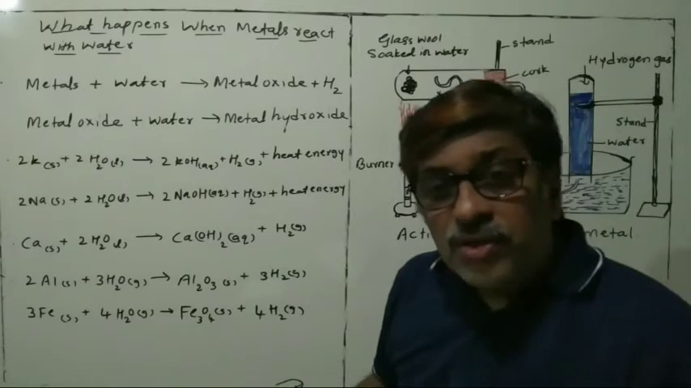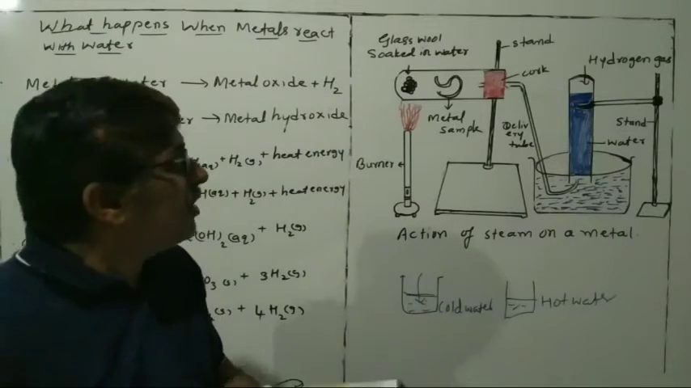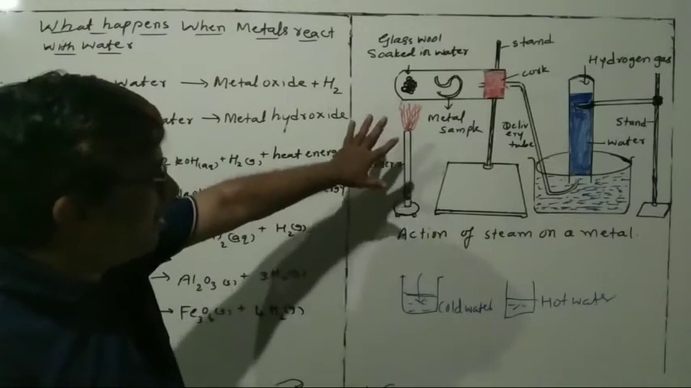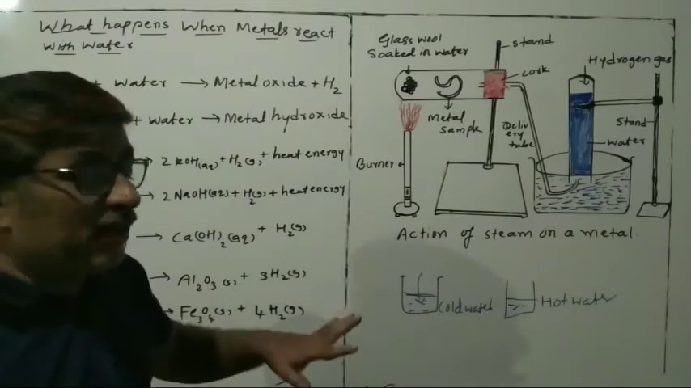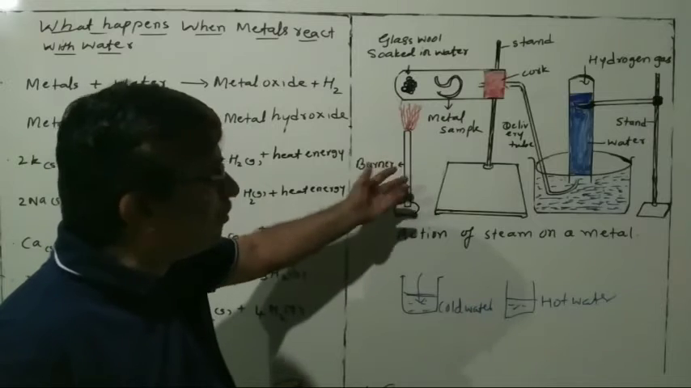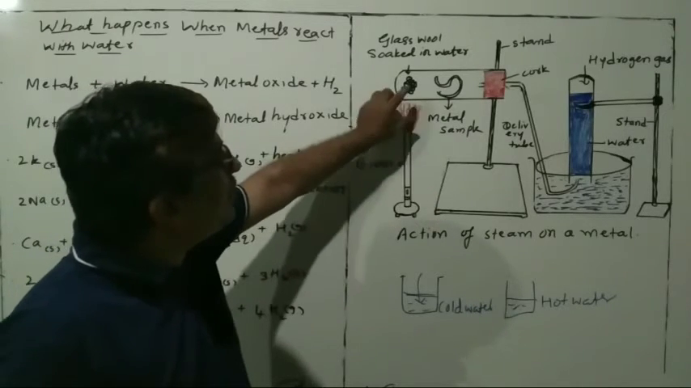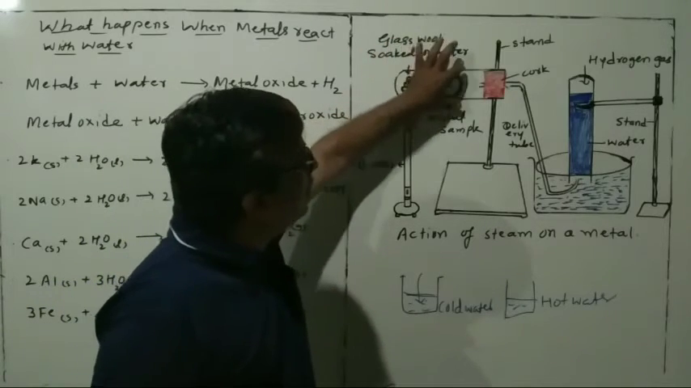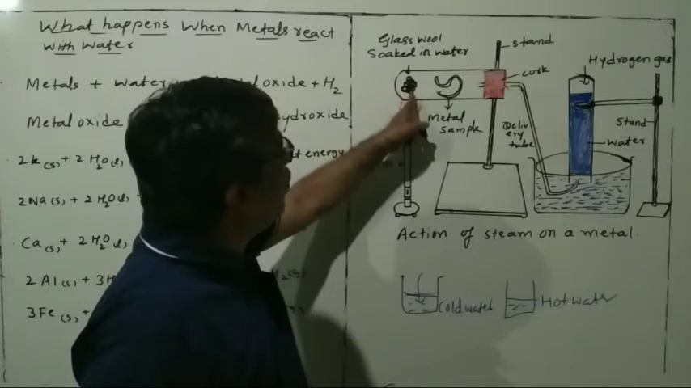Okay, so these are the results you are observing. This is the action of steam on the metals. So try to understand the diagram here. This one is the Bunsen burner, or you can say the burner. And here what is that? Glass wool soaked in the water.